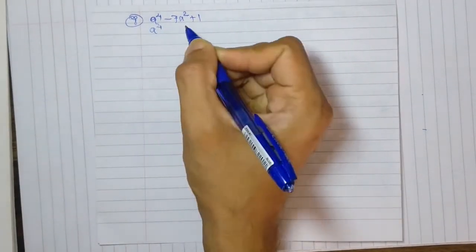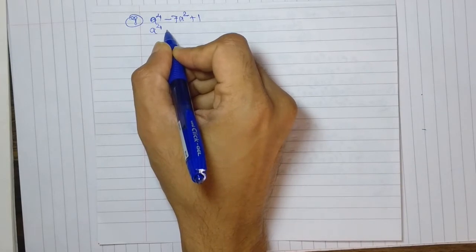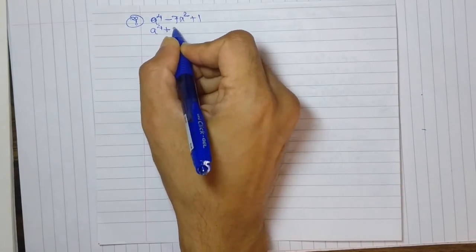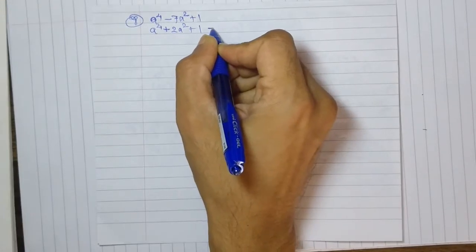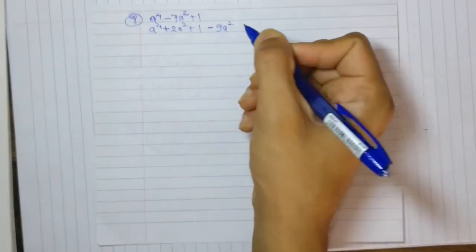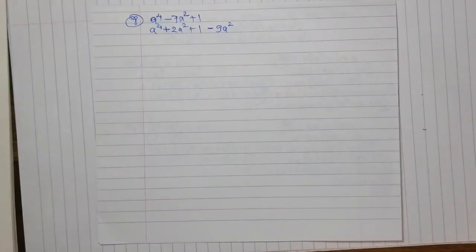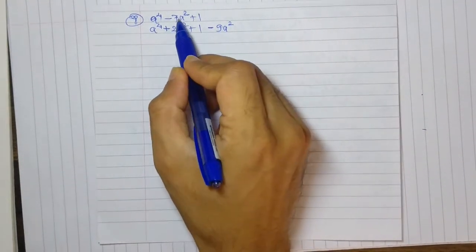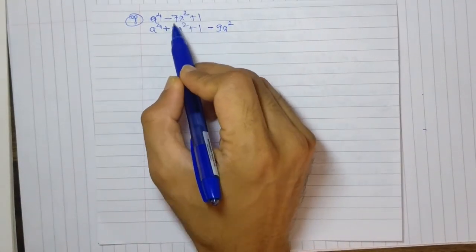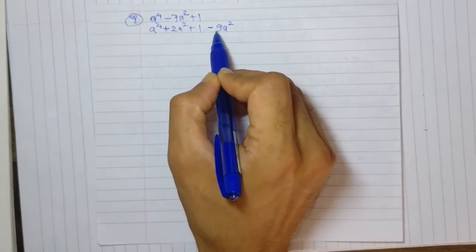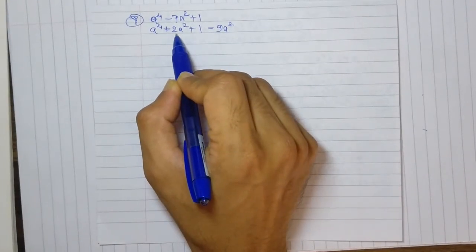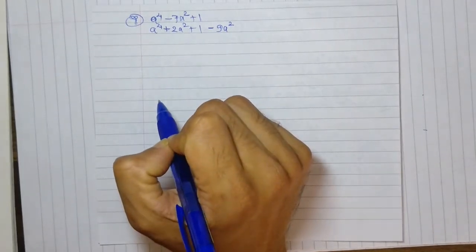a raised to 4 plus 2a square plus 1 minus 9a square. So what I did is I split this middle term in such a way that I got 2a square over here and I got minus 9a square over here. Minus 9a square plus 2a square is minus 7a square.